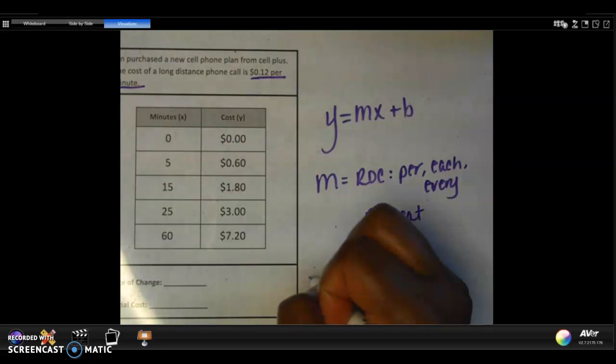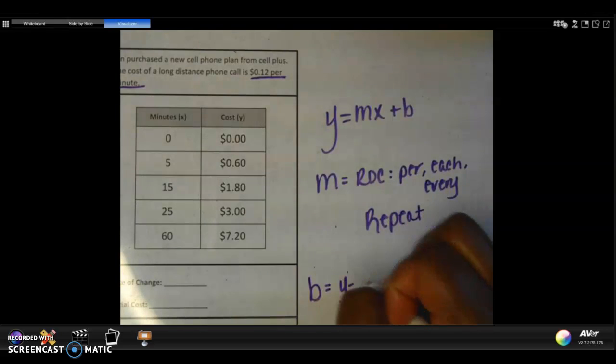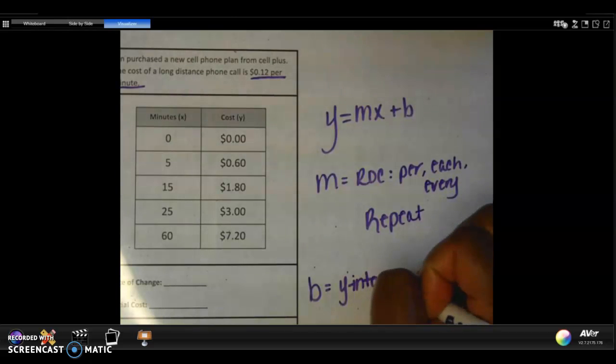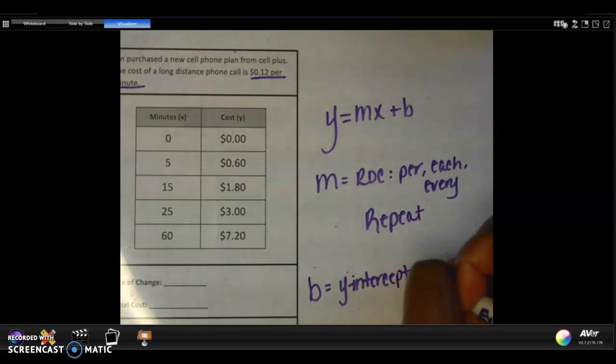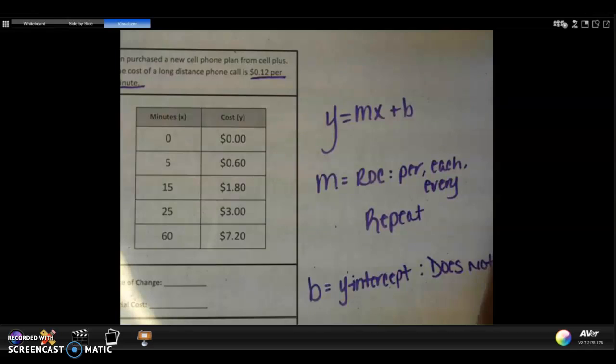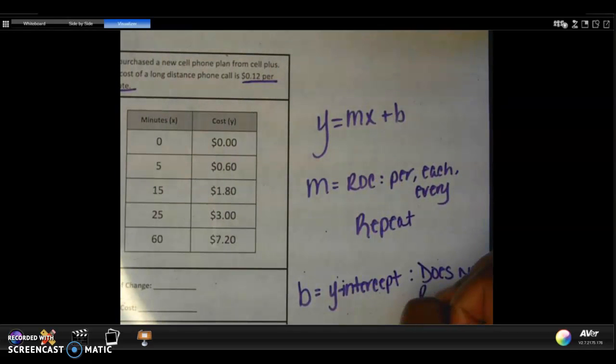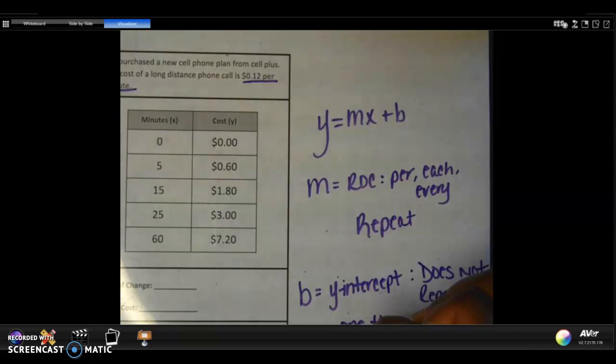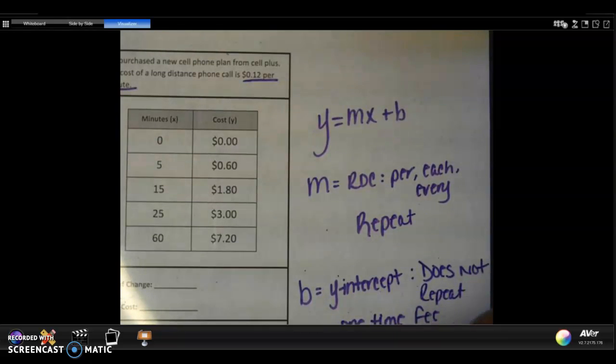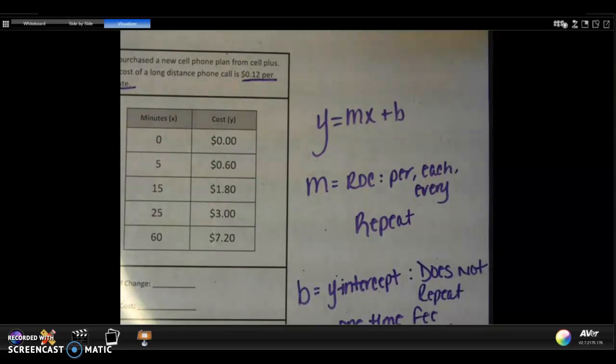Okay? B, which is your y-intercept, does not repeat, okay? So that can be identified as a one-time fee, your starting point, where you begin, okay?